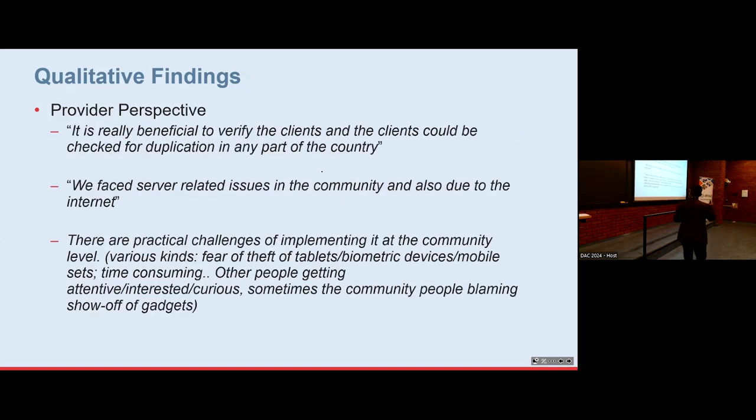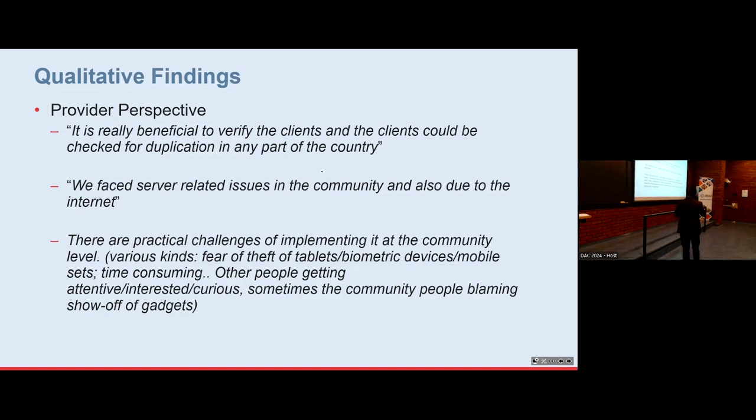From the provider perspective, most of the providers found it very beneficial to verify the clients, and the community could be checked for duplication in any part of the country, within the project or across the project area. Some of the service providers also faced problems in capturing biometrics due to problems in the biometric system and internet facilities at the place where they were taking fingerprints in the community.